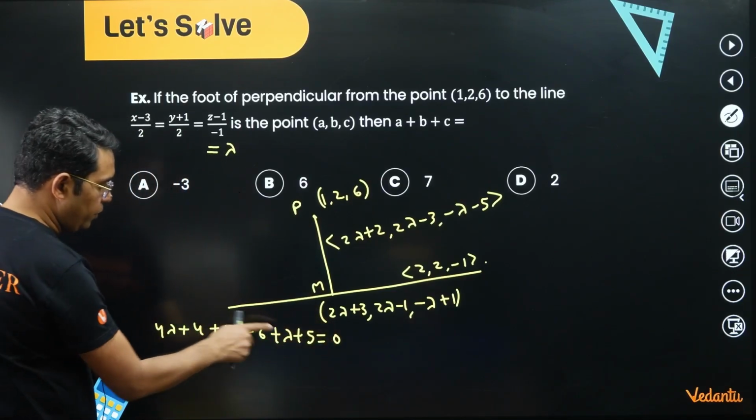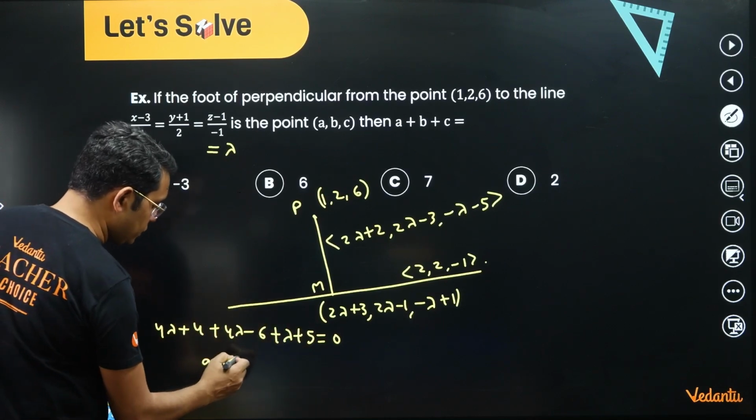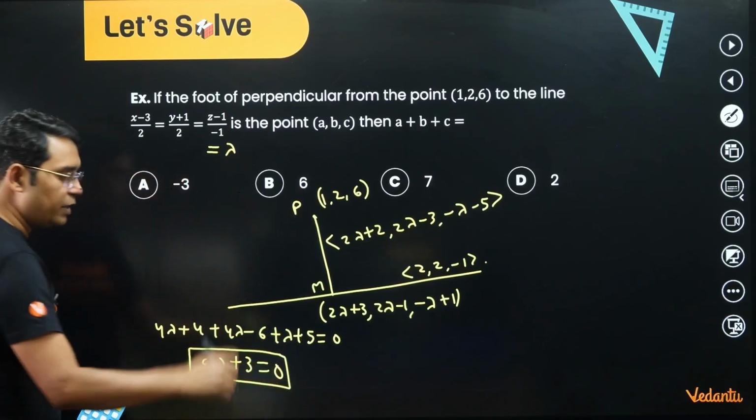So 4 plus 4 plus 1, 9 lambda. And here we are getting 4 plus 5, 9 minus 6, so plus 3 equal to 0. So the value of lambda will be minus 1 upon 3.